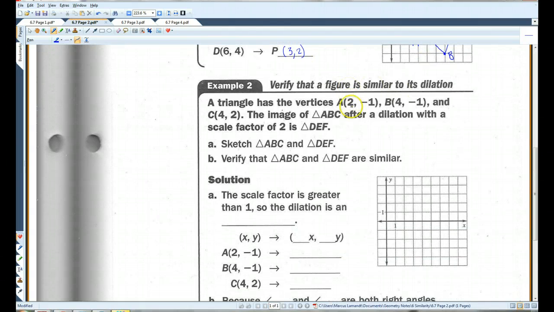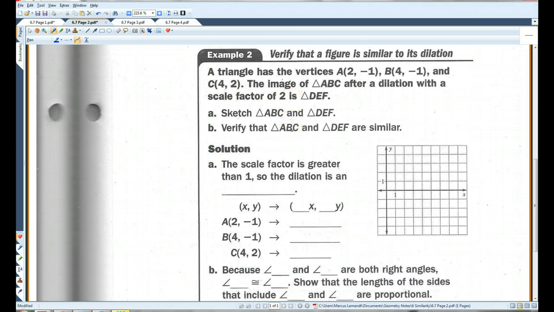Okay, example 2. A triangle has the vertices (2, -1), (4, -1), and (4, 2). The image of triangle ABC after dilation with a scale factor of 2 is triangle DEF. So let's sketch ABC first. We've got (2, -1). That's A. (4, -1) is B. And (4, 2). So it looks like a right triangle.